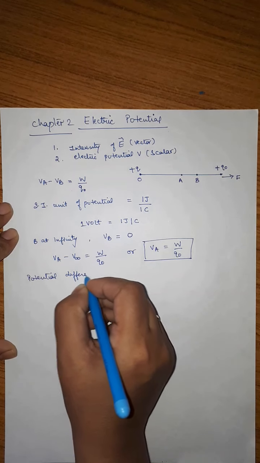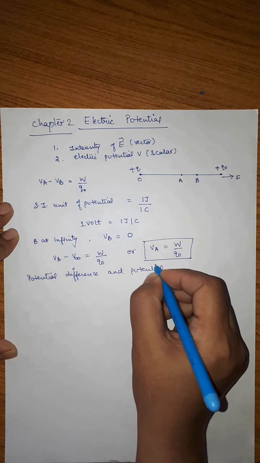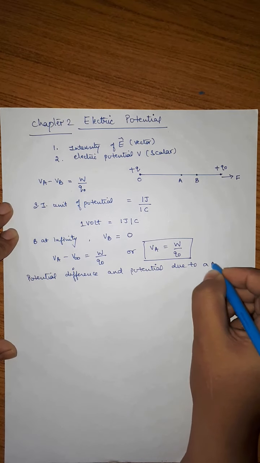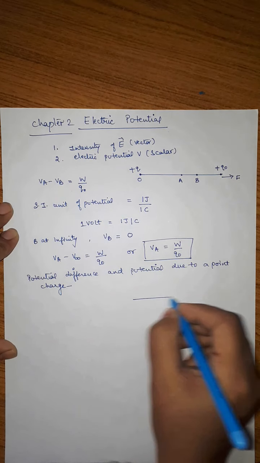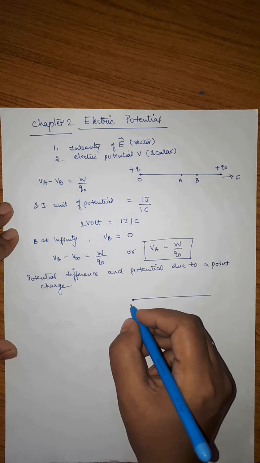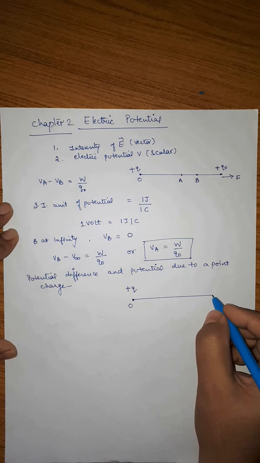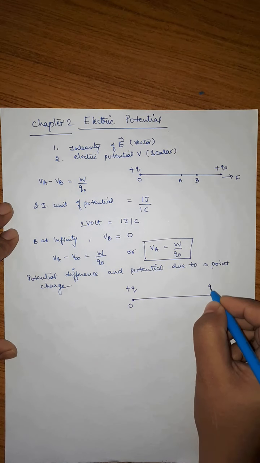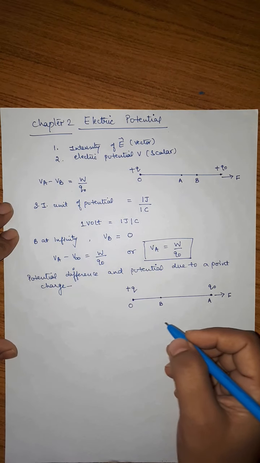Potential difference and potential due to a point charge. For this, let us consider a source charge plus Q placed at O and a test charge Q naught at some position A. We have to bring this test charge from position A to position B. As it is a positive test charge, it will experience a repulsive force as shown.